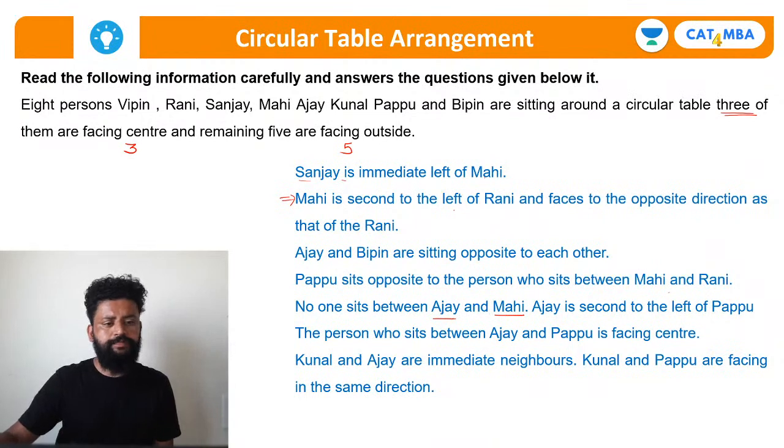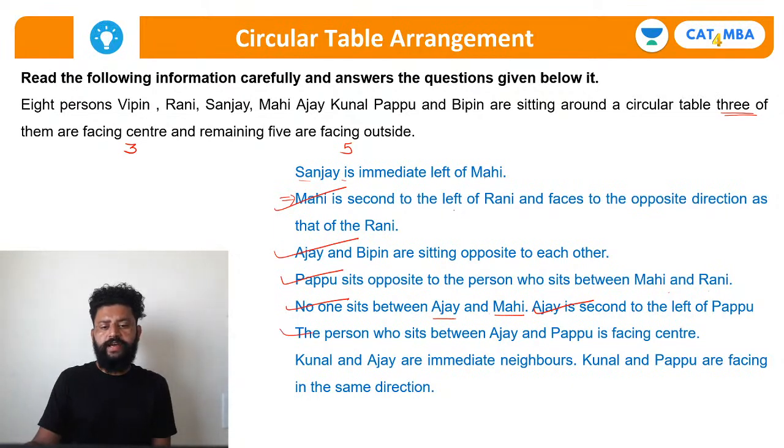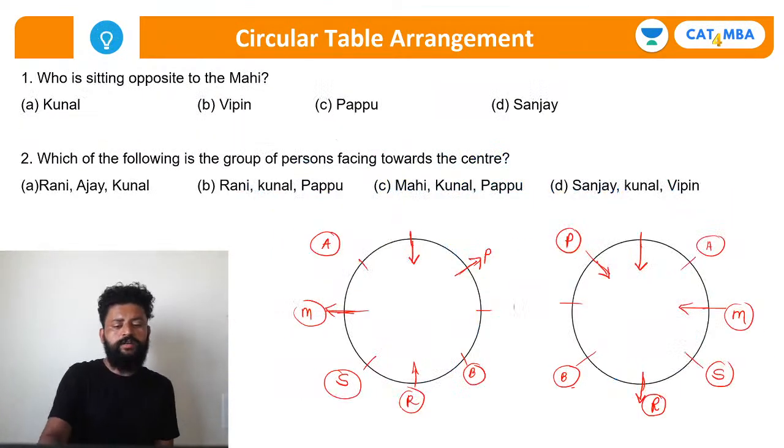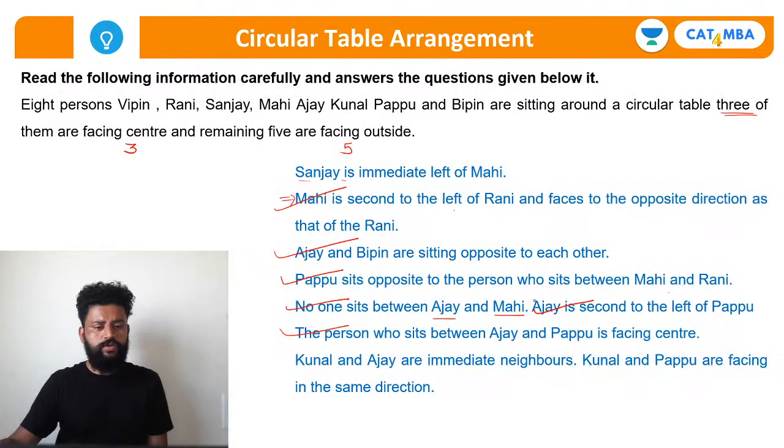What all have we used? Second to the left of Rani, we used that first. Ajay and Bipin are sitting opposite to each other. Pappu sits opposite to the person who sits between Mahi and Rani. That's done. No one sits between Ajay and Mahi. Ajay is second to the left of Pappu. That's done. The person who sits between Ajay and Pappu is facing center. That's also done. The person between Ajay and Pappu faces center. That's perfectly fine. We have two persons left out.